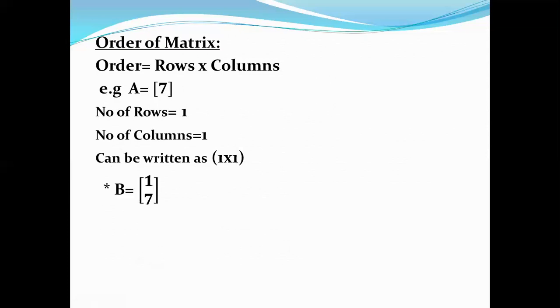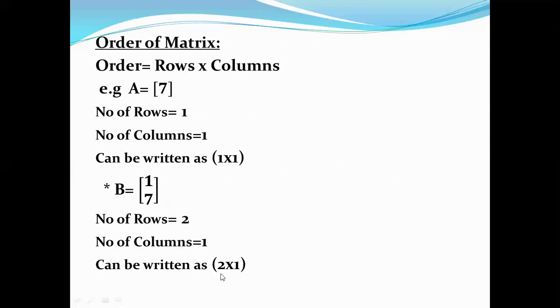Okay. Now next example is B equal to 1, 7. There are two elements. So number of rows, one row, second row. Okay. So number of rows equal to 2. And how many columns are there? There is one column. So number of columns equal to 1. So it can be written as 2 by 1. 2 shows the number of rows and 1 shows the number of columns.